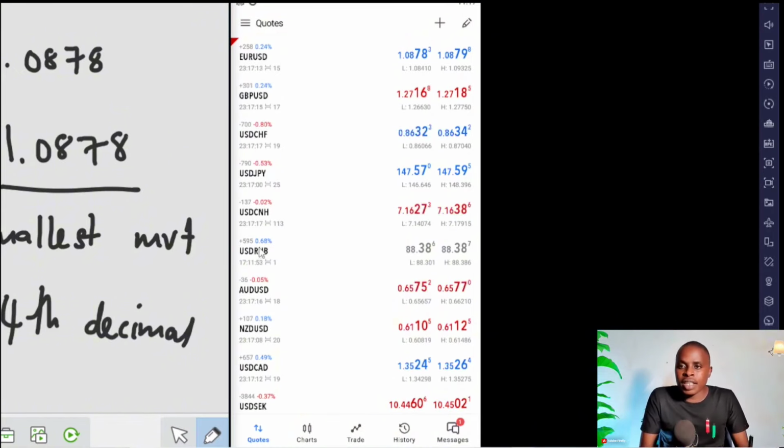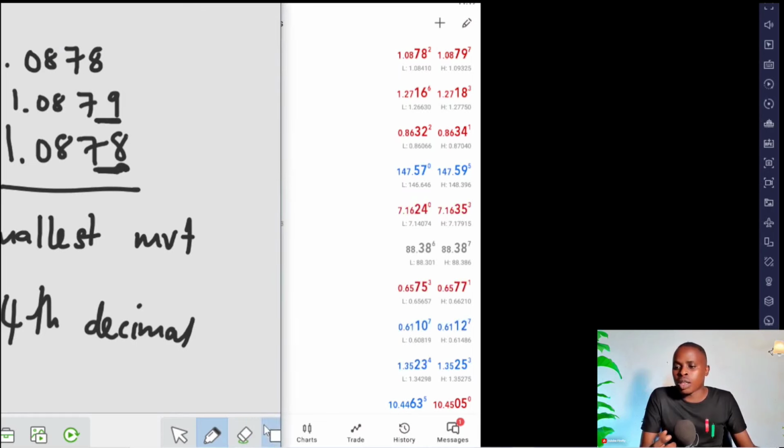So if this last number here, which is the fourth decimal number, moves, for example, if it moves from 78 to 1.0879, it has moved one pip, which is the difference between the first number and now the second number here. So let me show you how this works.